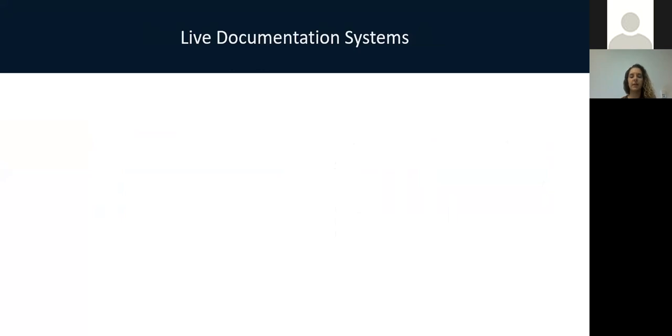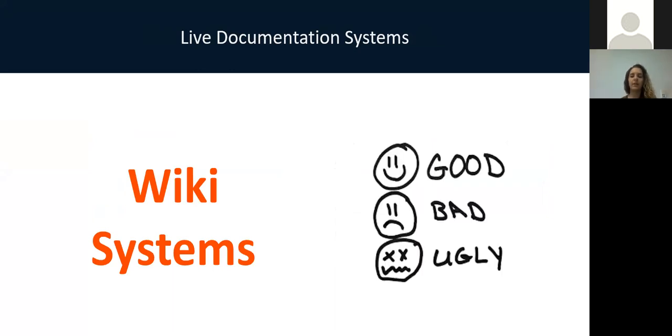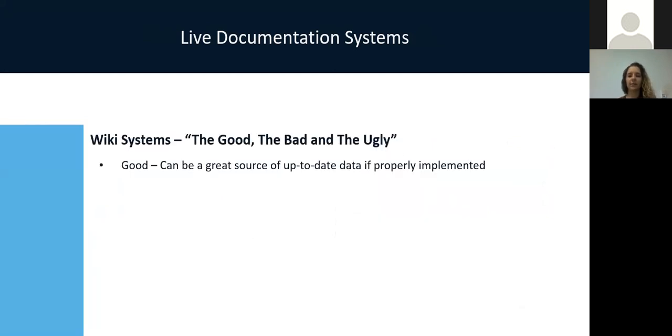So live documentation systems are another option. Wiki systems are part of these live documentation systems, but they're good, they're bad, and sometimes they're ugly. So what is the good? The good is that it can be a great source of up-to-date data if a wiki is properly implemented. If it's not properly implemented and easy to use, then engineers won't use it, or it will become a messy dialogue that nobody will be able to effectively search and use.